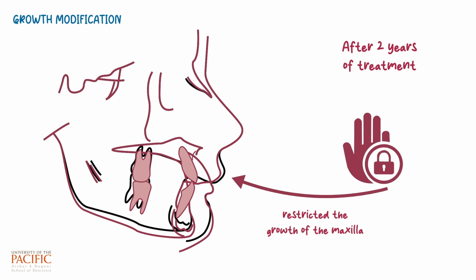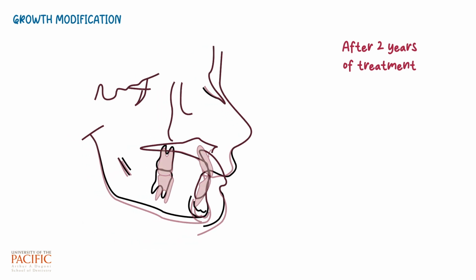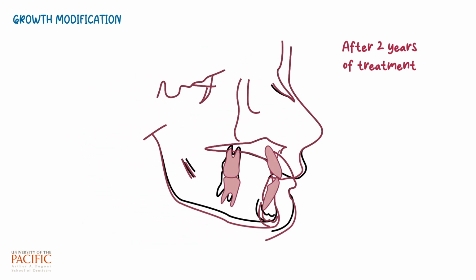The headgear has successfully restricted the growth of the maxilla, as there is no significant change in its position after 2 years. However, what's remarkable is the growth we observe in the mandible. The mandible has caught up to the maxilla, showing noticeable advancement during the same time frame. This highlights the effectiveness of the treatment in achieving balance between the upper and lower jaws, resulting in improved facial harmony and proper alignment.